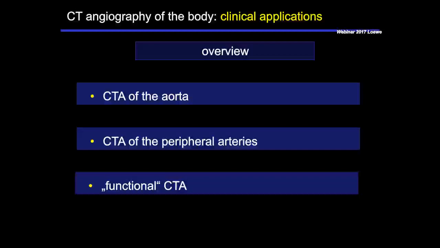The three anatomical areas that I selected for that, well, in fact, two anatomical areas and the practical question, will include the CT angio of the aorta, the CT angio of the peripheral arteries, and a really brand new application, the so-called functional CT angiography, which should be the third topic. Well, let's start with CT of the aorta.